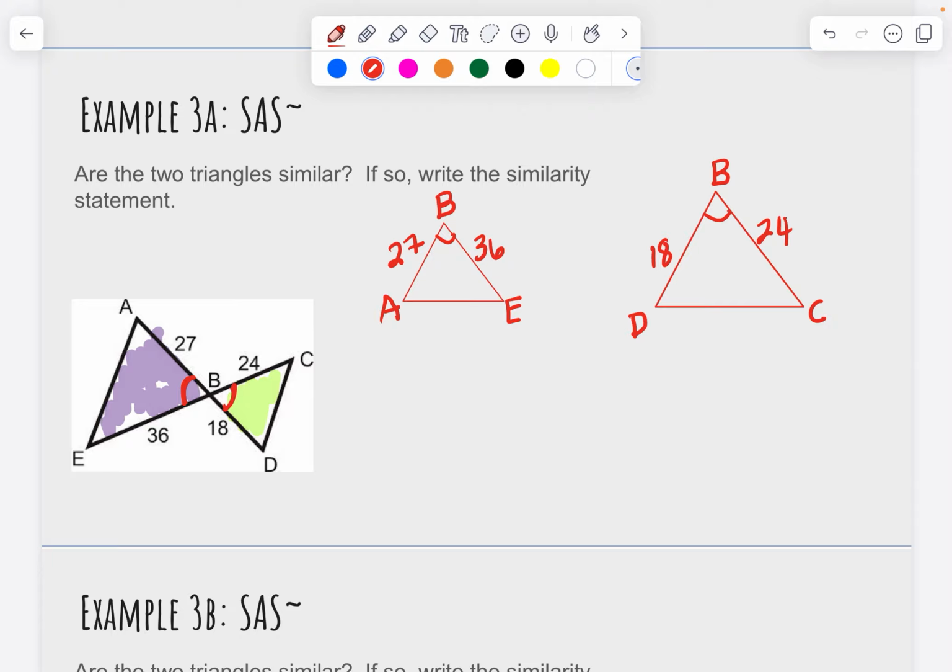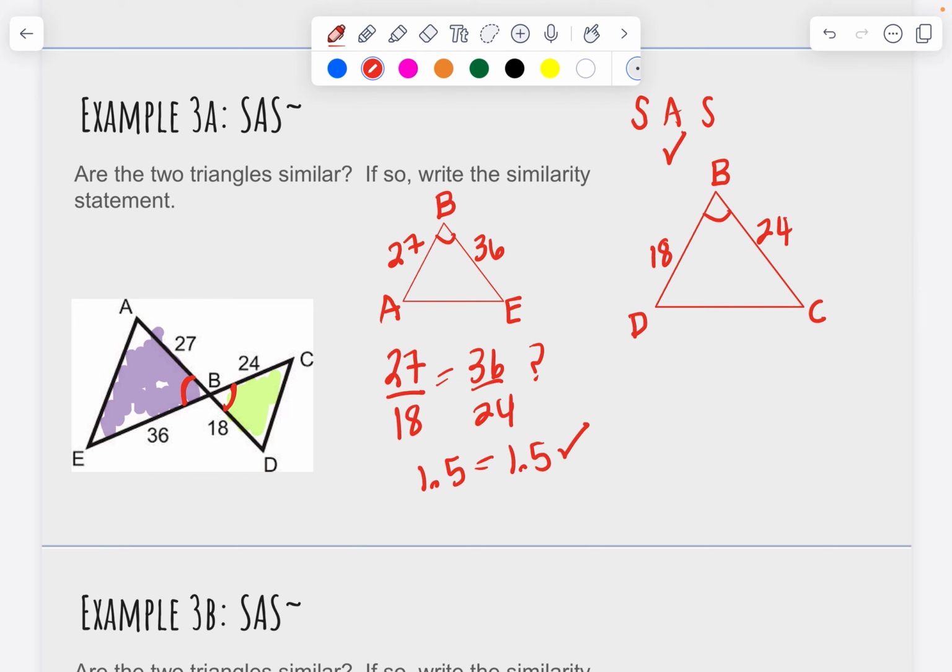So now, remember, I'm looking for side, angle, side. I already have the angle, angle B. So now let's look at the sides. Is it true that 27 over 18 is equal to 36 over 24? 27 over 18 is 1.5. 36 over 24 is also 1.5. So we have two proportional sides, and the angle between them is congruent. So yes, triangle ABE is similar to triangle DBC by side, angle, side.